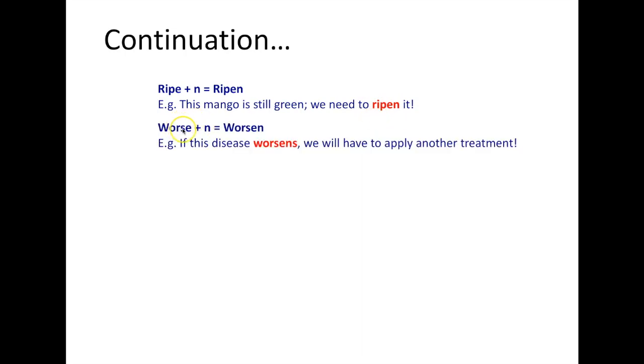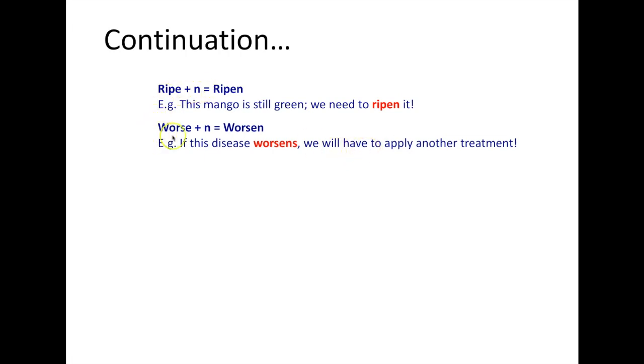We have worse plus n, the same case as ripe. We only add n, and then we get worsen, which is to make something worse. If this disease worsens, we need to apply another treatment. We will have to apply another treatment.